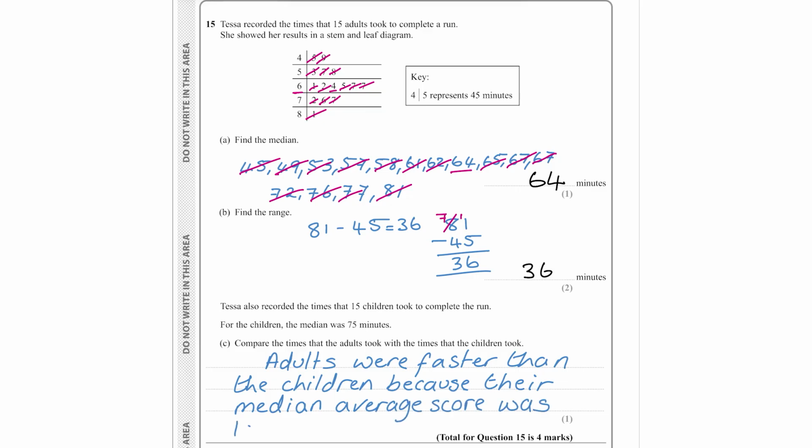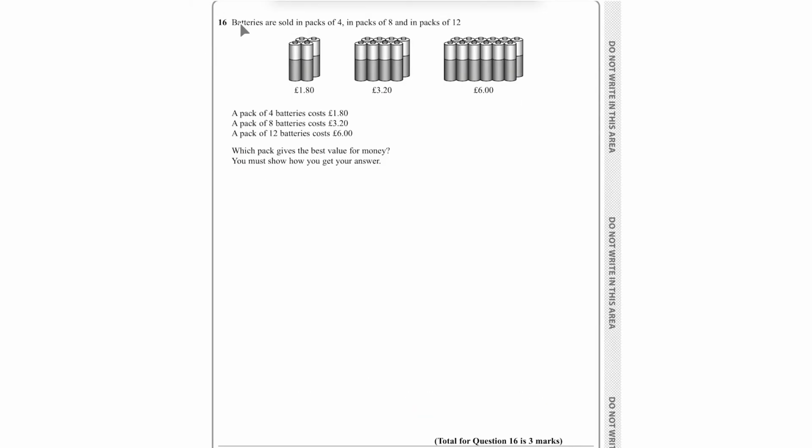Question 16. Batteries are sold in packs of 4, packs of 8 and in packs of 12. A pack of 4 batteries costs £1.80, a pack of 8 costs £3.20 and a pack of 12 batteries costs £6. Which pack gives best value for money? You must show how you get to your answer, and it's a 3-mark question. So that will be a mark for working out each battery, won't it? Or the price of each battery in each pack. So let's lay it out nice and clear.